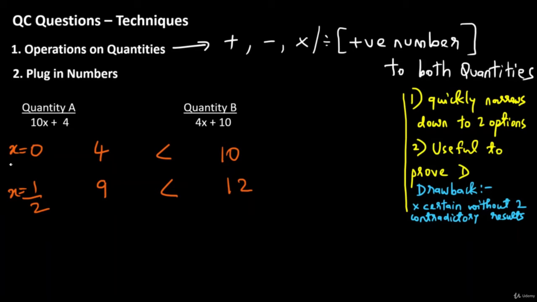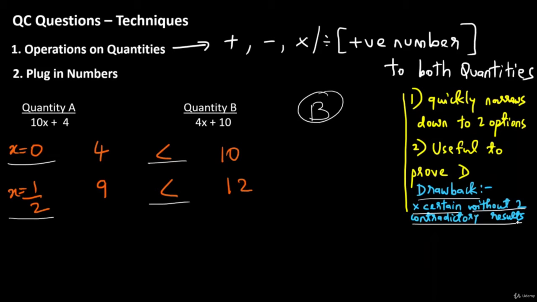Now, because you tried two numbers and you are getting the same relationship, you may be tempted to go ahead with answer option B, but that might not be the answer, right? That's the drawback over here. You can't be certain without two contradictory results. What do we mean by that? Let's proceed and try some more values for x.